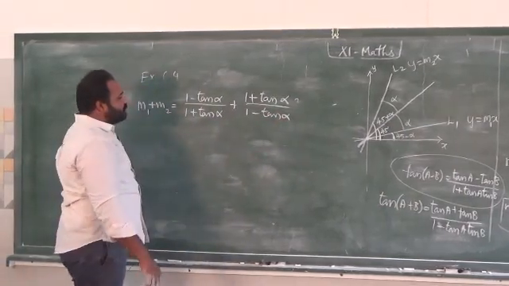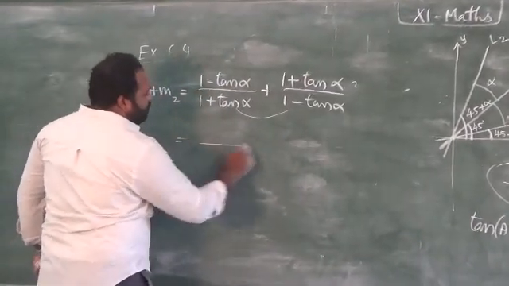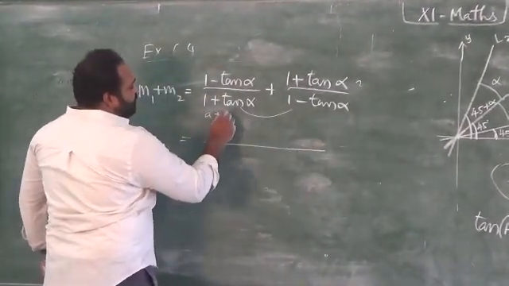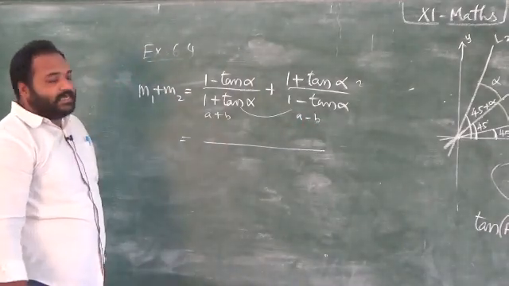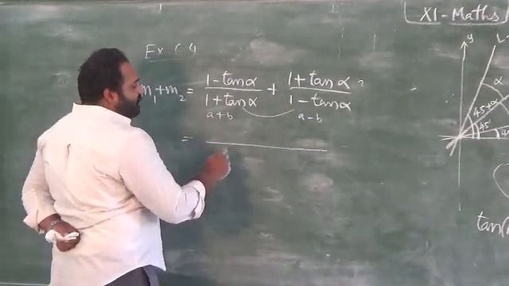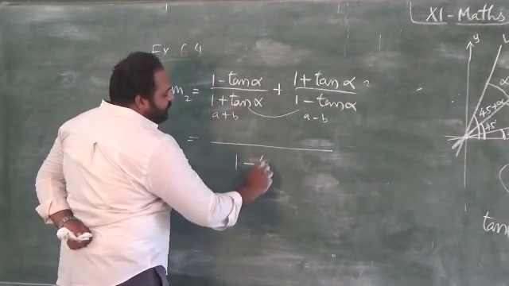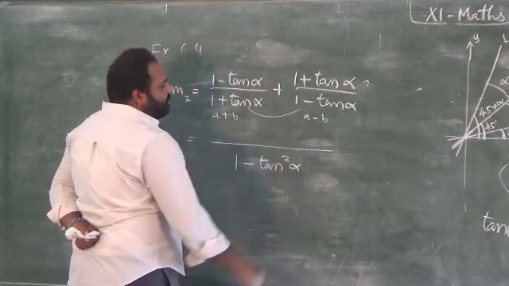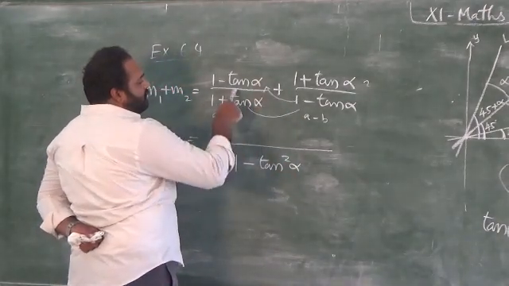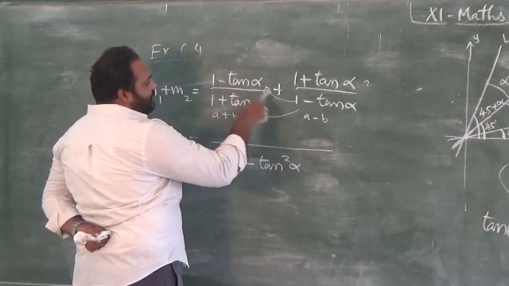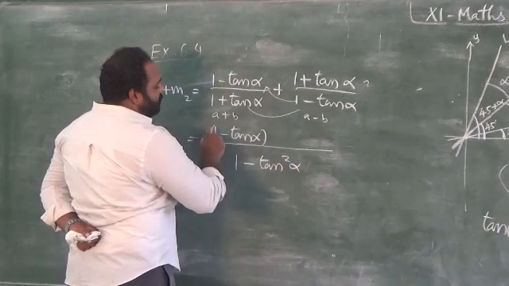Here there is no common denominator, so I am going to multiply both. This is A plus B, this is A minus B, so A plus B into A minus B is A square minus B square. A is 1, B is tan alpha. So 1 square minus tan square alpha. Cross multiplying, both are the same term, 1 minus tan alpha, 1 minus tan alpha, so we can say 1 minus tan alpha whole square.